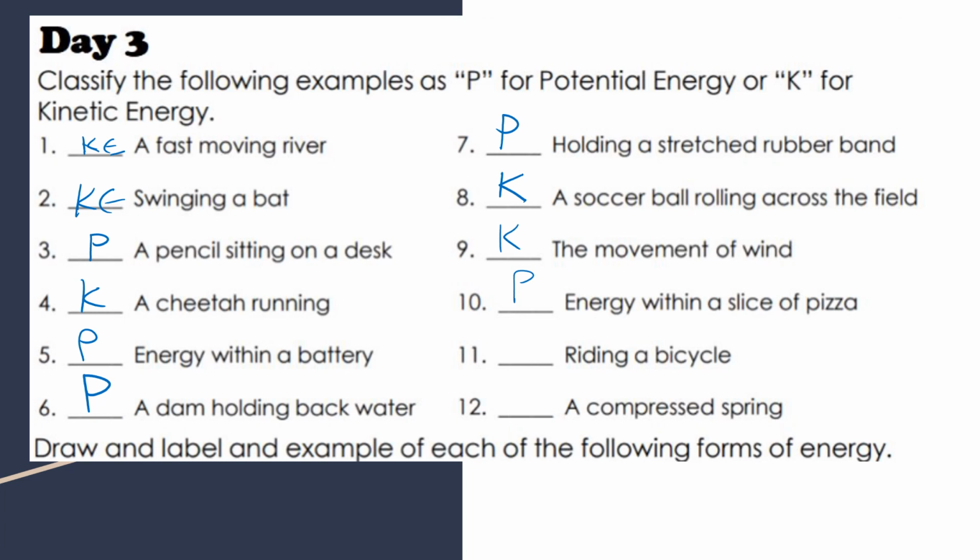Riding a bicycle. So the bicycle's moving, so kinetic. A compressed spring. This again is that elastic potential energy, so we're going to go with potential.